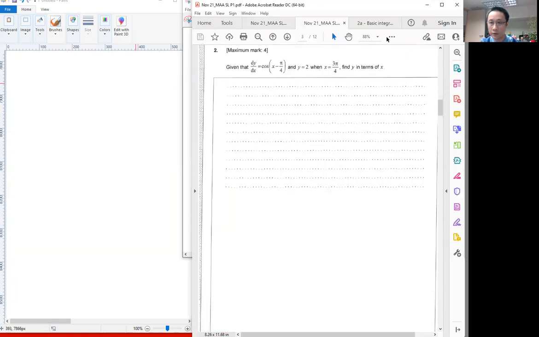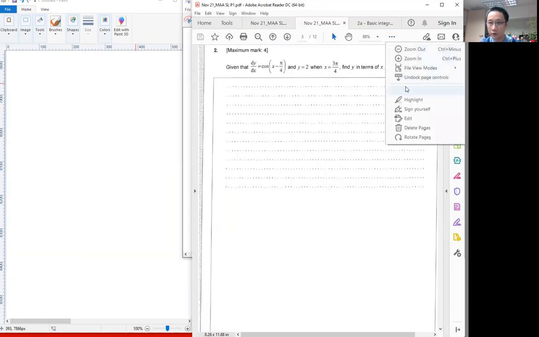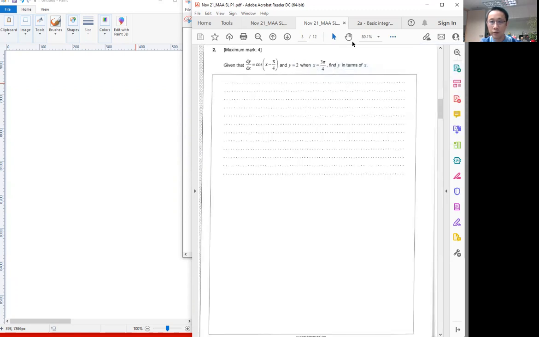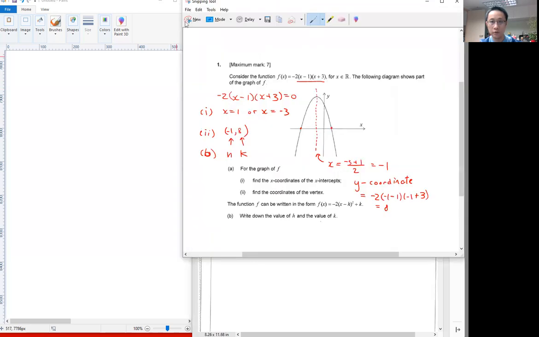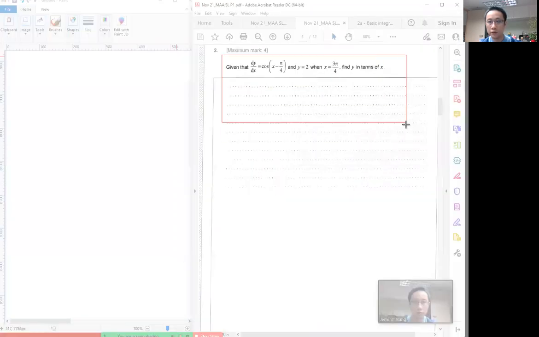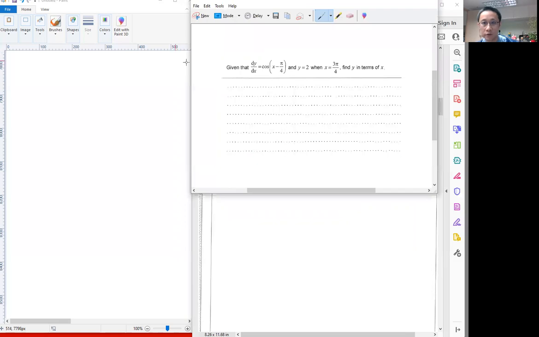Moving on, let me change my view mode to fit to width scrolling. Question 2 is about some integration. And you probably need to find the c value. So dy over dx is cosine of a linear function. Therefore, y would equal the integral of the function.